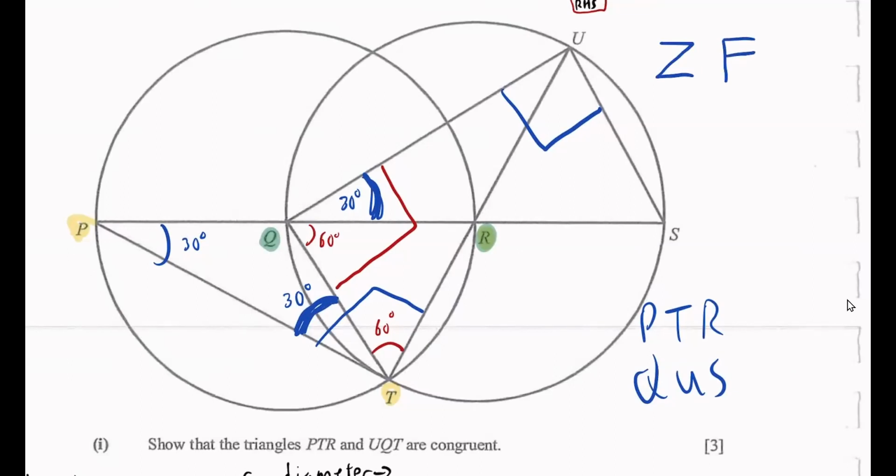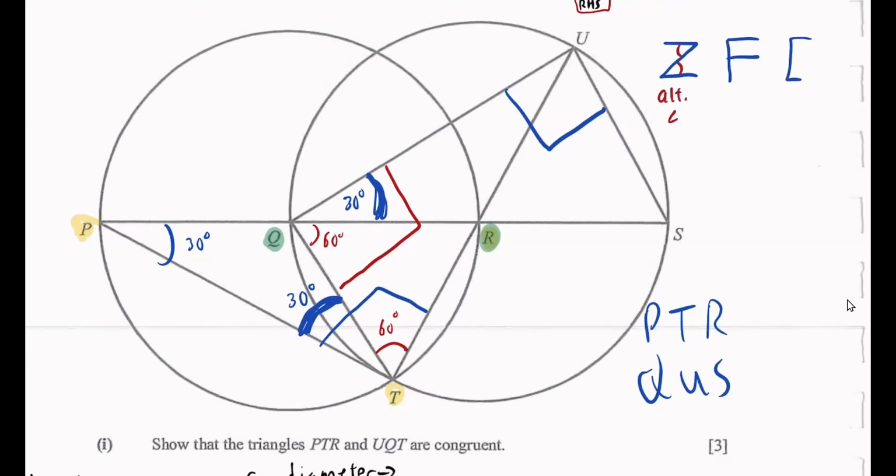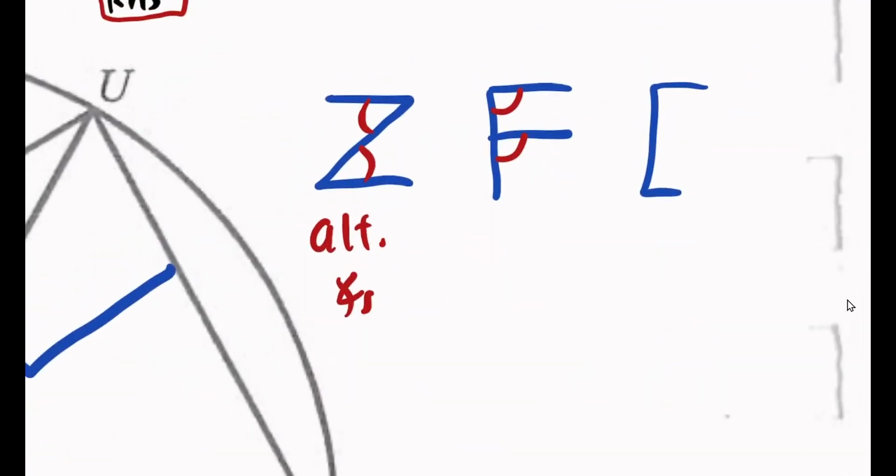Alternate what? Z is alternate angle. I forgot what F is. F is this one. These two angles, if you just shift it down, it's the same. Like for example, this angle here, you shift it down, it's the same. So they correspond to each other. Corresponding angles. Okay. Then the last one is so ugly.